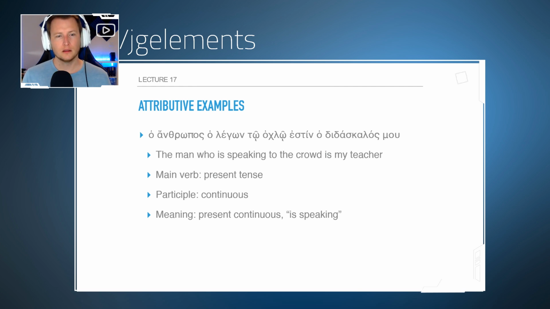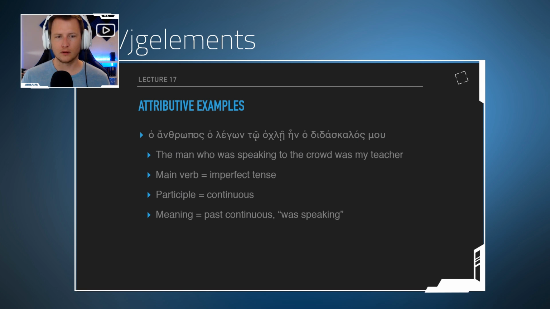Okay? We also know it's not predicate because it has a definite article. Now look at this one. O anthropos o legon to ochlo in o didaskalos mu. Now we're dealing with an imperfect main verb with a participle that is continuous. So that's going to be past continuous, was speaking. The man who was speaking to the crowd was my teacher. Okay?